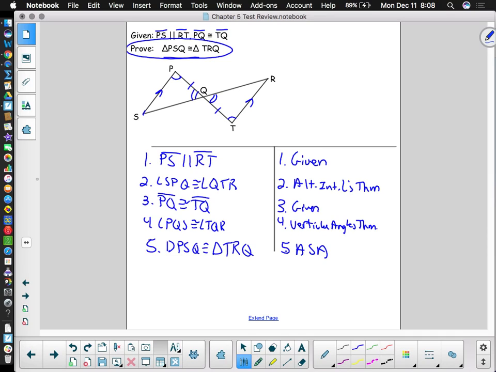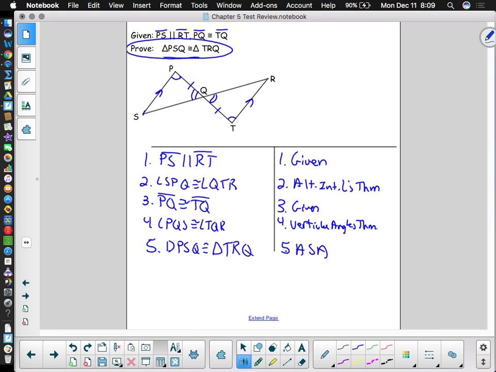Angle side angle. Now, if you'd have, instead of doing vertical angles, we could have done the other Z, and we might have angle side. Okay? There's actually several ways to do this proof. There's enough there for angle side angle or angle side, depending on how you do it, because some people may have used the other Z. They may have used angle PSQ and RS and TRQ, and you have angle side, which is just as good.